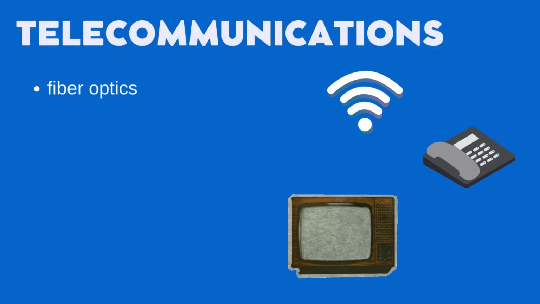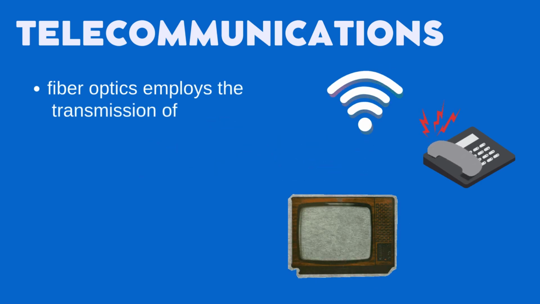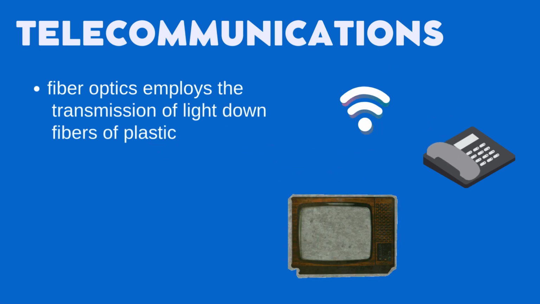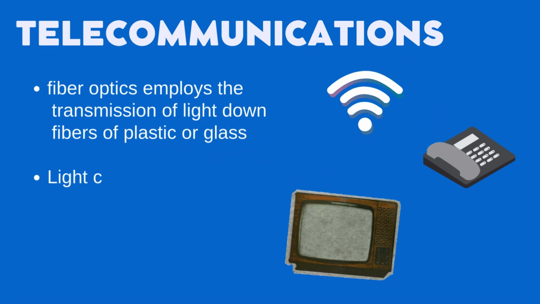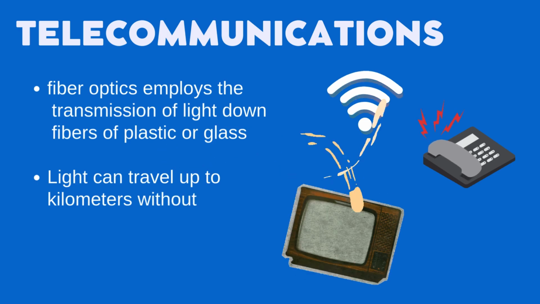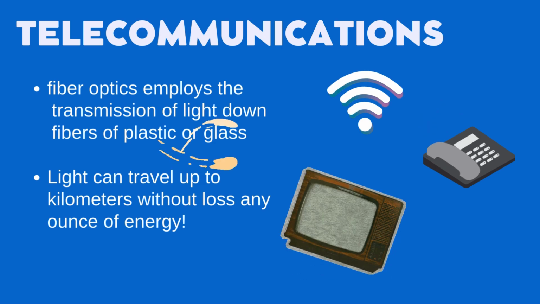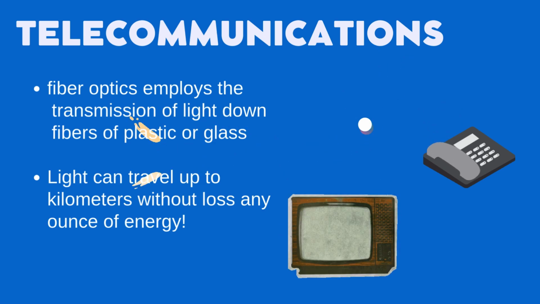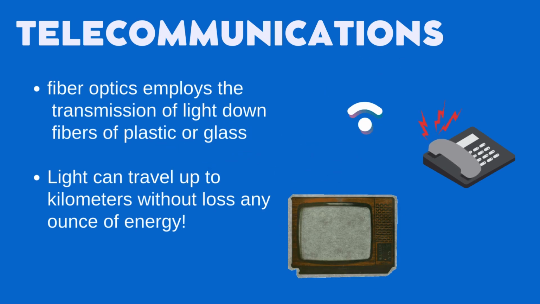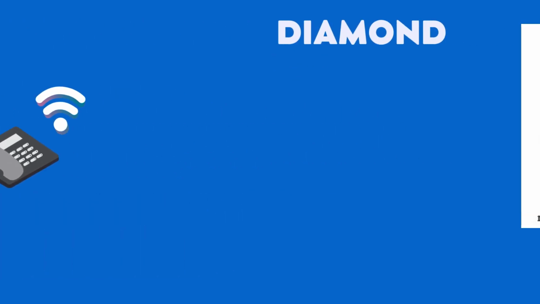Total internal reflection is also used in optical fibers for telecommunications. These fibers are made up of glass or very thin plastic threads in which light can travel. When the light comes in contact with these fibers at an incident angle greater than its critical angle, it gets reflected back into the core of the fiber, and due to this, it can travel up to kilometers without the loss of any ounce of energy.